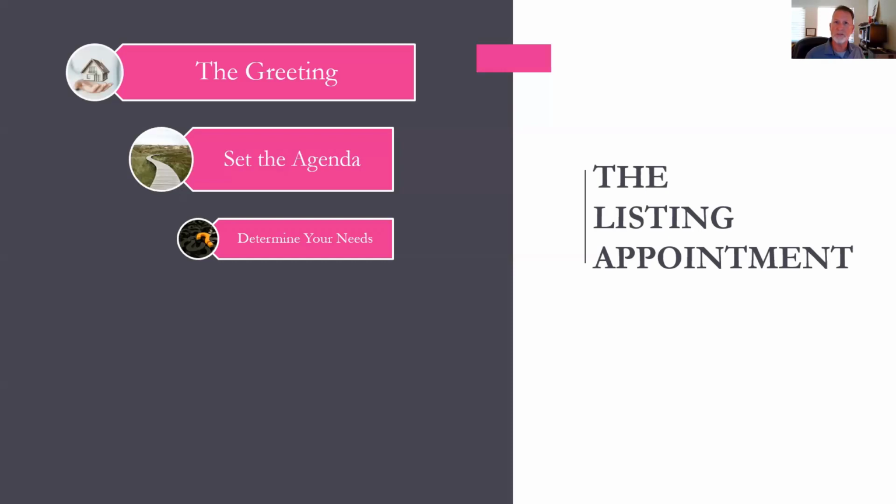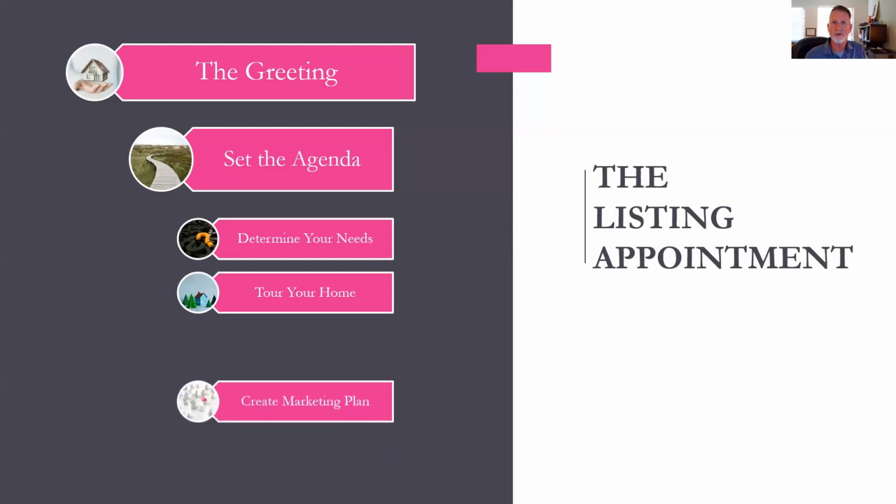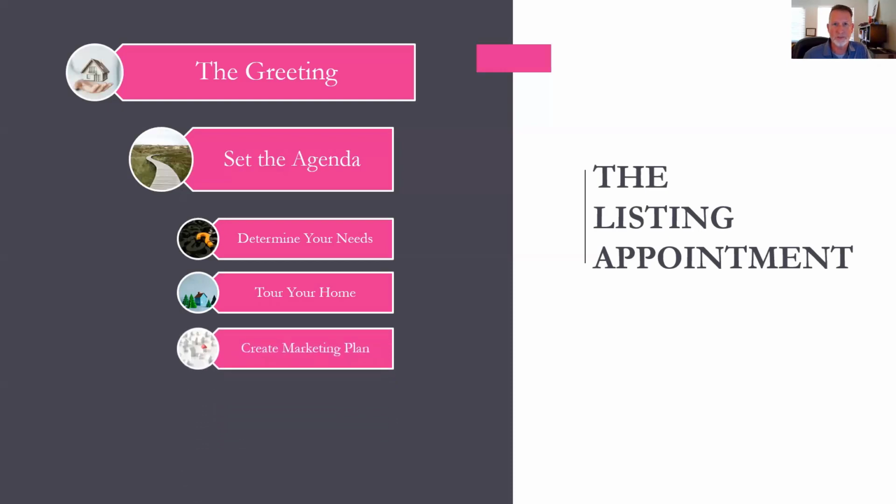So once we've determined what your needs are, we're going to take the next step, which is to take a tour of your home. Now, the reason that you want to tour the home after you've determined their needs is because the process of determining their needs is going to reveal certain objections that they have and what their hot buttons and interests are. And you're going to want to figure out what to present, because the next step is going to be actually presenting those services.